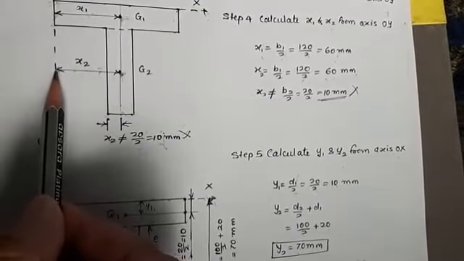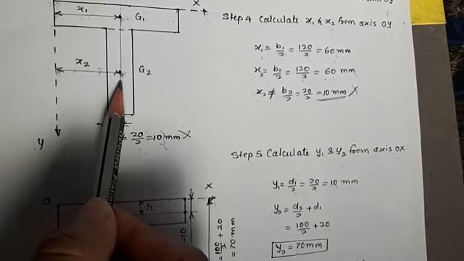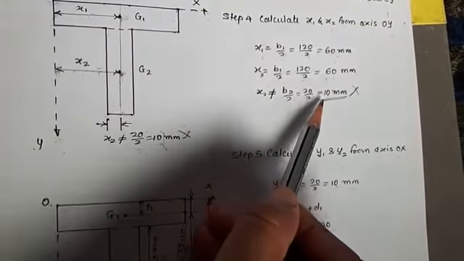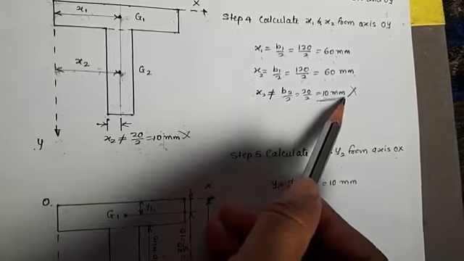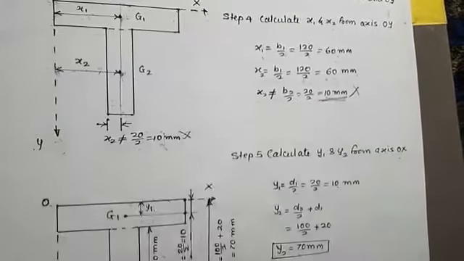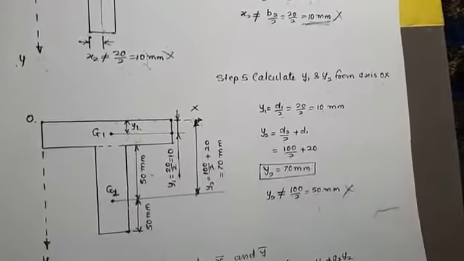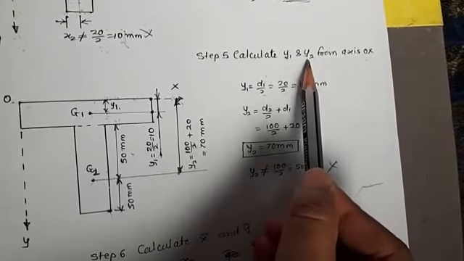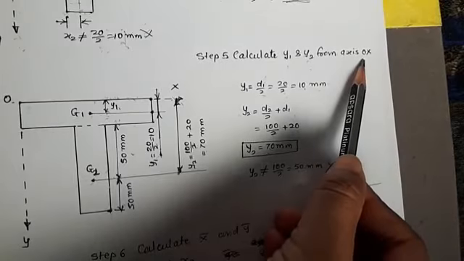It has to be from the reference axis to G2. So 60 mm is x2, and this 10 mm is not our x2. This is a wrong answer. Now the next step is to calculate y1 and y2 from the axis OX.